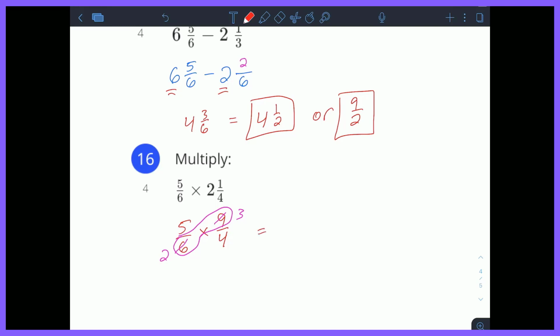So final answer would be top times top, which makes 15. Bottom times bottom, which is 2 times 4 makes 8. Or this would just be 1 and 7/8, I believe. We're one shy of making a second whole number there.